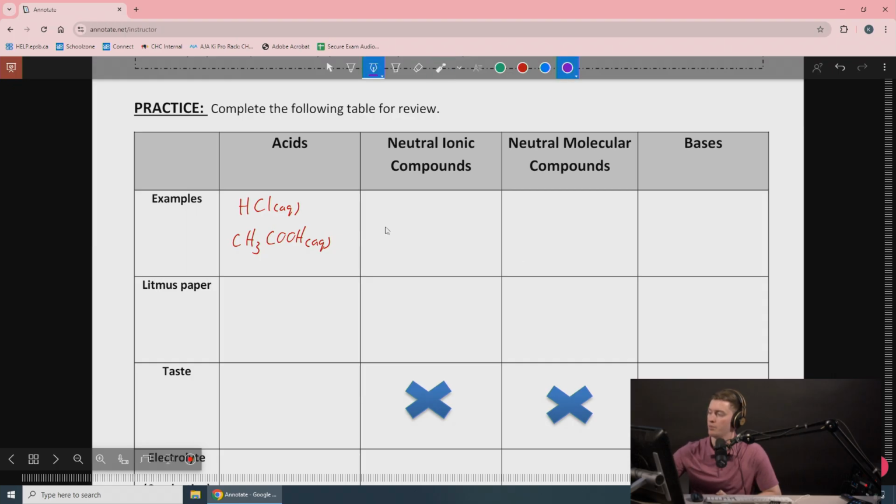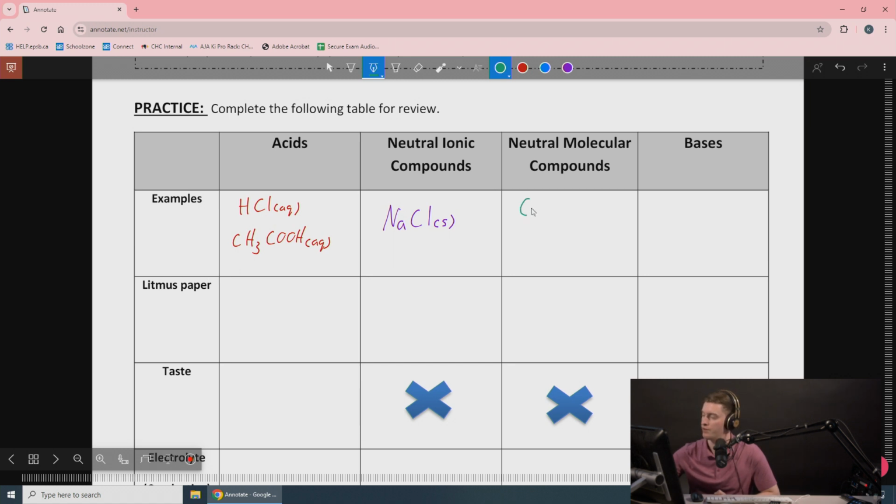Neutral ionic compounds will be things that don't have an H at the start and don't have an OH minus or a hydroxide at the end. So sodium chloride is a good example here. Most of these are going to be solid unless you dissolve them in water, which you have to check your solubility table for. Neutral molecular compounds are going to be combinations of nonmetals that don't fit in the other category.